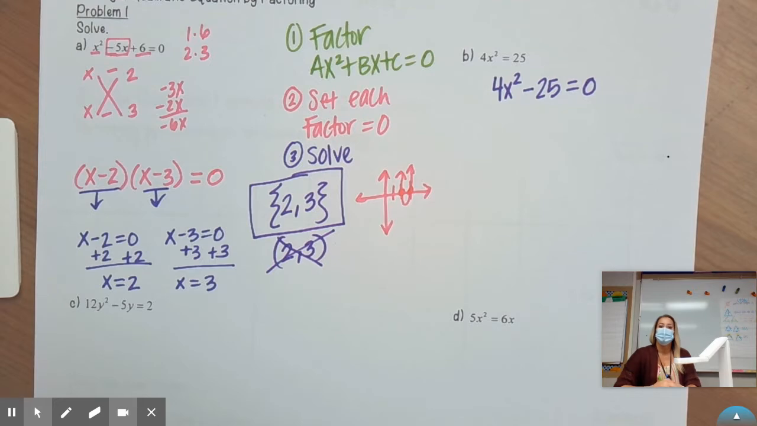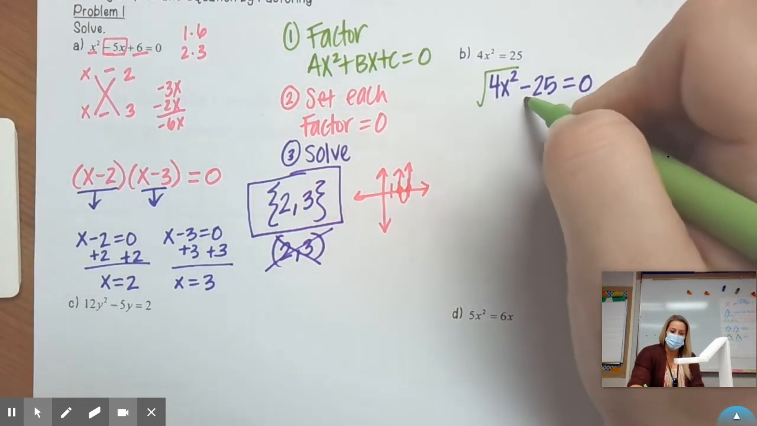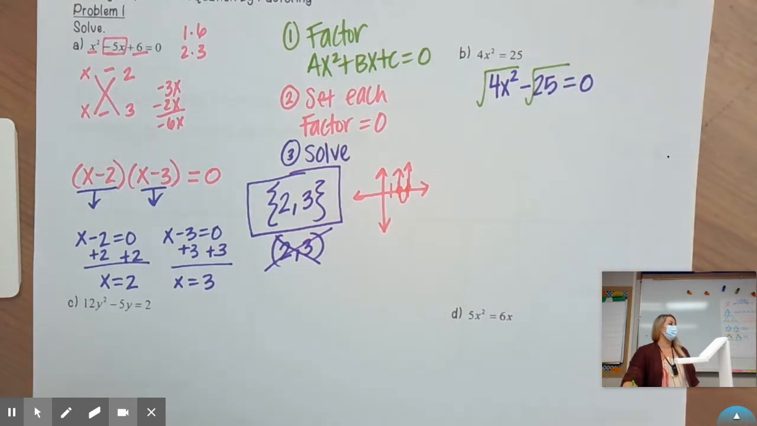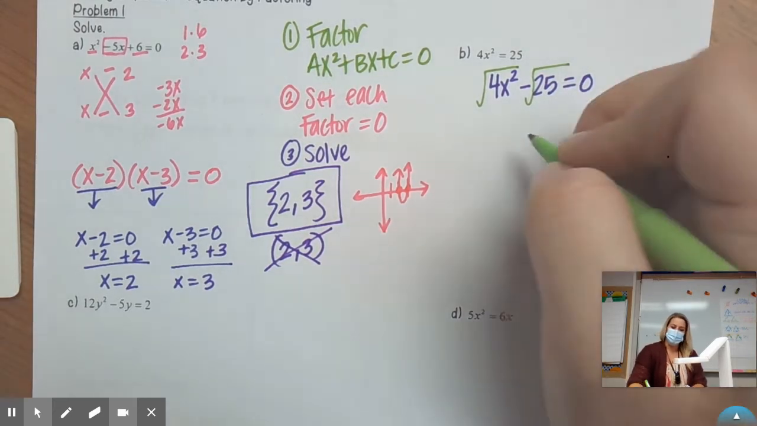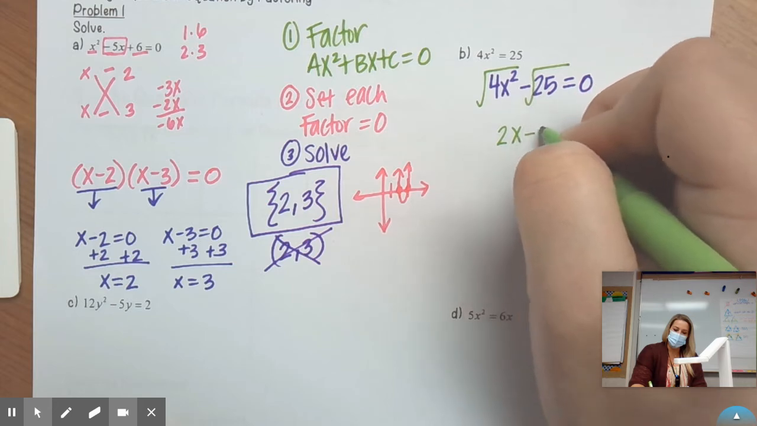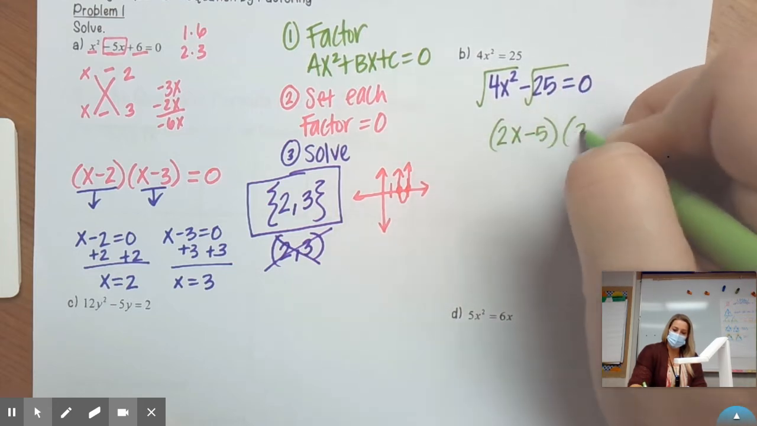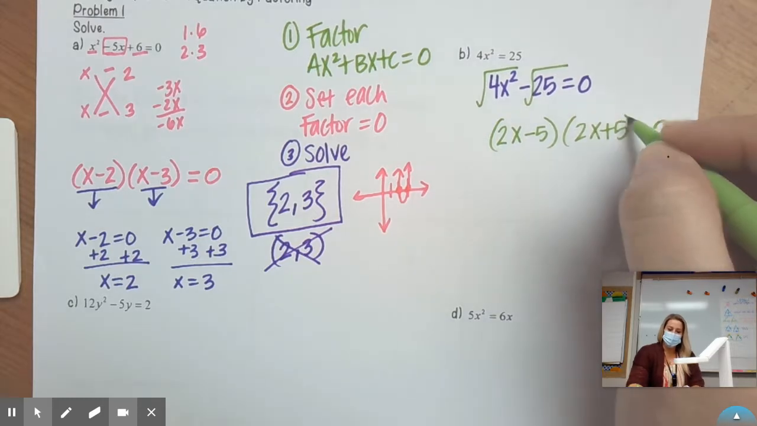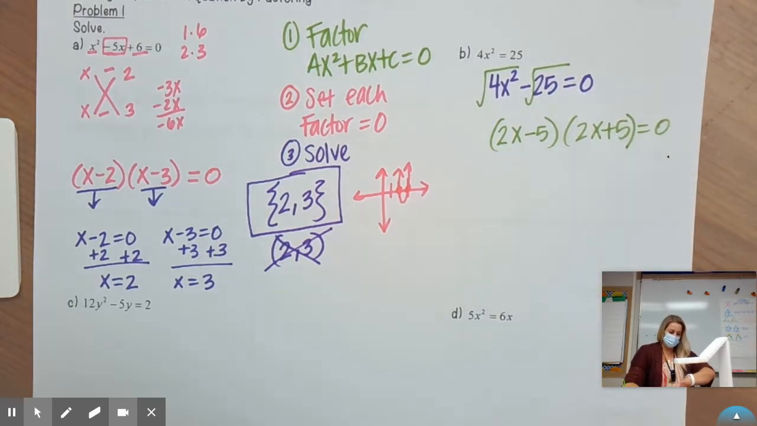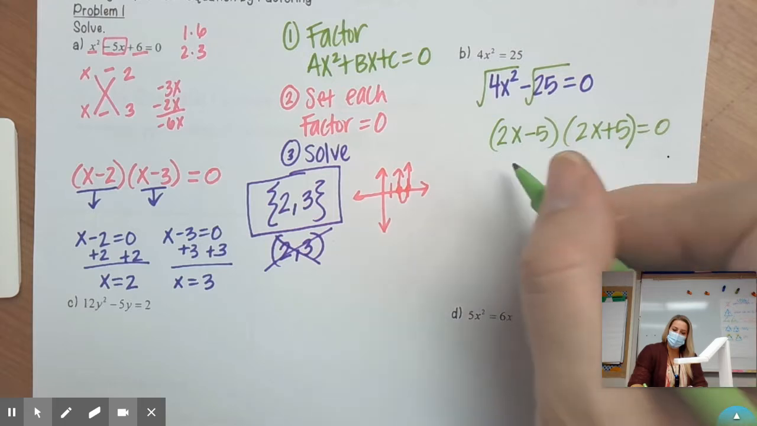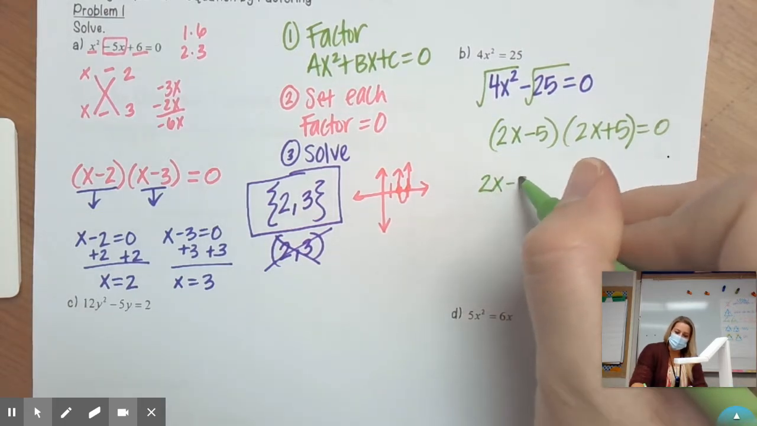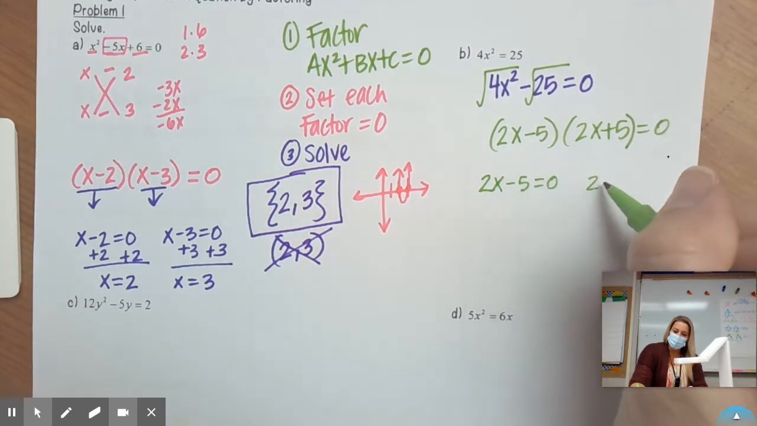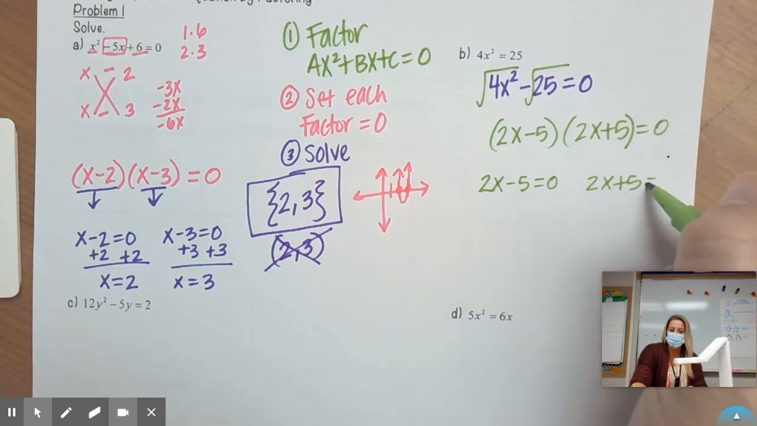Yeah, Owen? Divide by the square root of this? So you got to get the square root and the square root. It's a perfect square minus a perfect square. So 2x minus 5 and 2x plus 5. Okay, and then now we're going to solve. So 2x minus 5 equals 0, and 2x plus 5 equals 0.